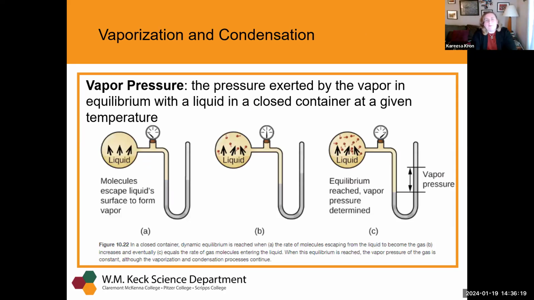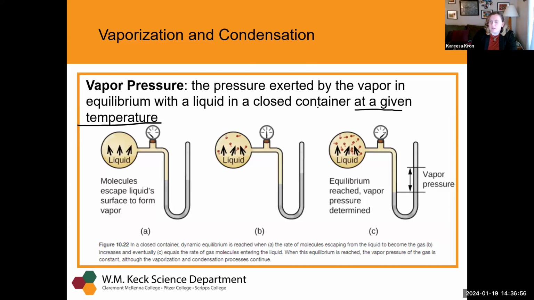One of the vocabulary words that we're going to practice using in this section is vapor pressure. Vapor pressure is the pressure exerted by a vapor in equilibrium with a liquid in a closed container at some temperature. This definition implies a couple things. One is that it's very temperature specific. We need to know a temperature to have a vapor pressure, which tells us that vapor pressure is probably dependent on temperature.